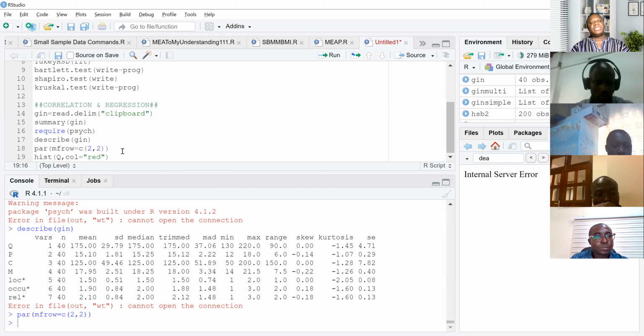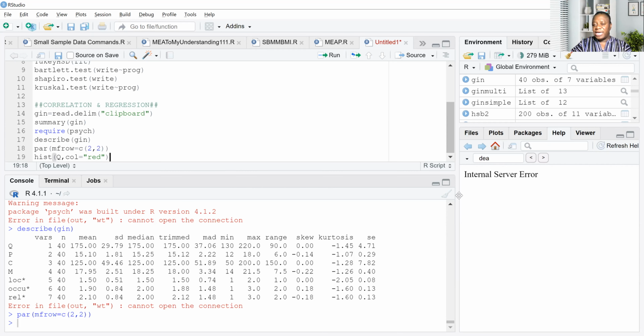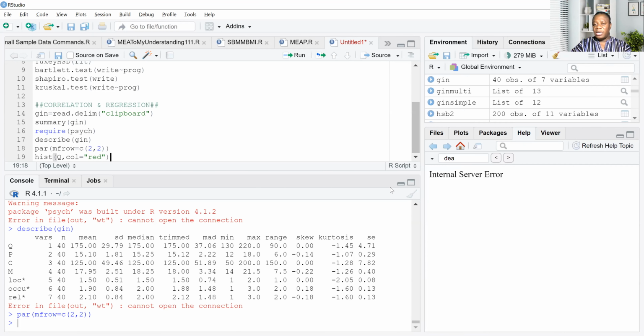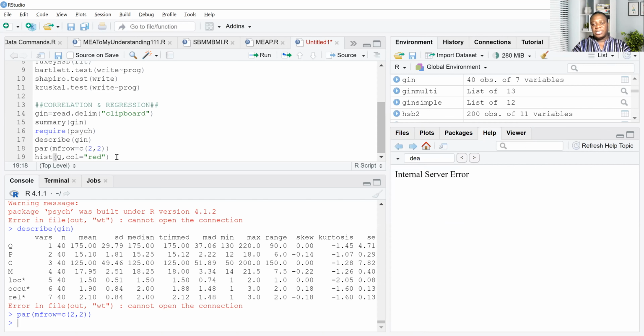So I want R to draw a histogram of the quantity demanded for me. I want to have a look at how the histogram looks for quantity demanded. And I want the color to be red. Okay, so I'm going to run that on the graph section. If you look on the right here, that's where the graphs will show on the plot. So I'm going to run that.